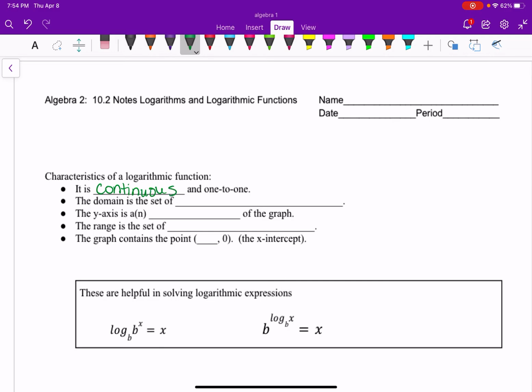It is a continuous one-to-one function. You'll be using a lot more of these type of terms when you get to pre-calculus. The domain is all real numbers, all positive, sorry. You can't take a log of a negative. So all positive real numbers. The y-axis is going to be your asymptote. And the range is the set of all real numbers.